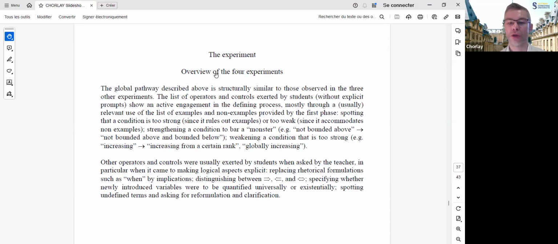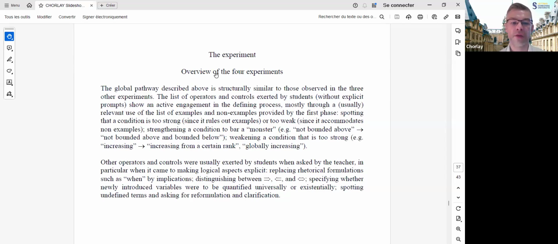So students manage to spot that a condition is too strong because it rules out examples, or too weak since it accommodates non-examples. Students manage to suggest ways of strengthening conditions to bar monsters and to weaken conditions when they're too strong. For instance, to replace increasing by increasing at least from a certain rank.